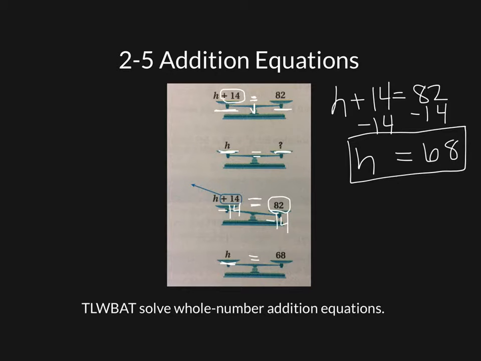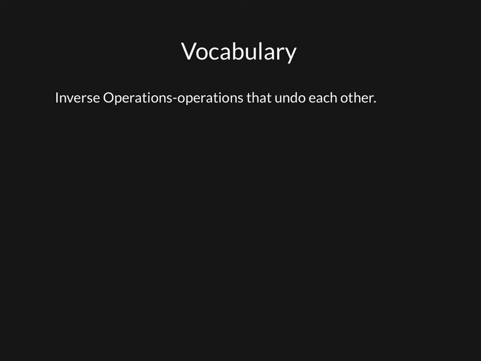And we'll talk about our first vocabulary word for this video, and only one, and that is inverse operations. So here we go. Inverse operations are operations that undo each other. So for example, if I see adding in my equation, then I know the inverse operation is subtracting. The inverse operation of subtracting, therefore, is adding. The inverse operation for division is multiplying, and the inverse operation for multiplying is division. They are operations that undo each other.